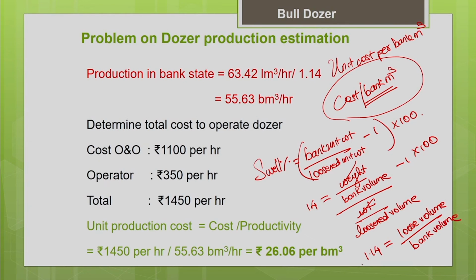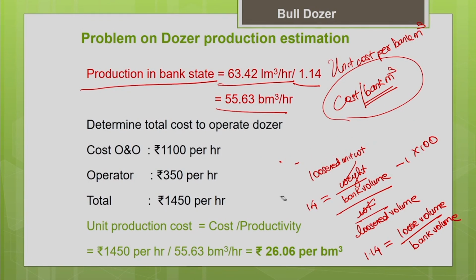Fine. So now you can calculate. I need to calculate now bank volume. So production in bank state is nothing but the loosened productivity divided by 1.14. That's it. So you need to calculate the bank state. Bank state productivity is nothing but loosened productivity divided by 1.14. That gives you 55.63 bank meter cube per hour.